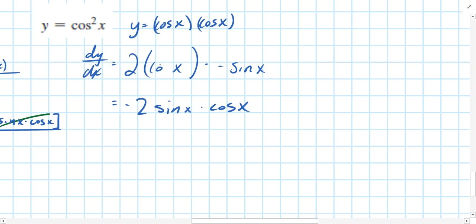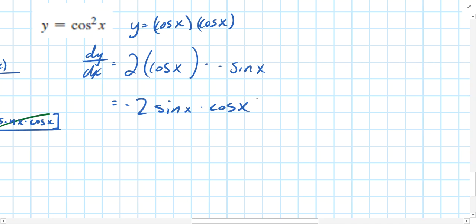So we've got 2 cosine x, but then immediately we have to multiply by the derivative of the inner function. The inner function happened to be cosine. The derivative of cosine is negative sine. So we've got 2 times cosine times negative sine.